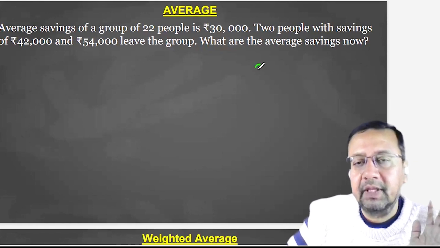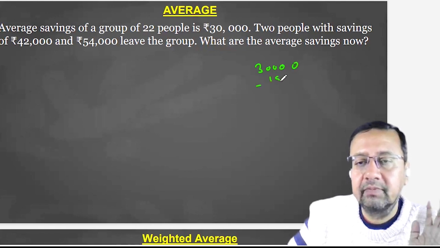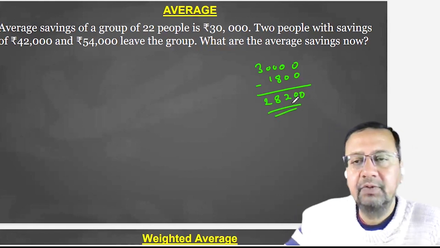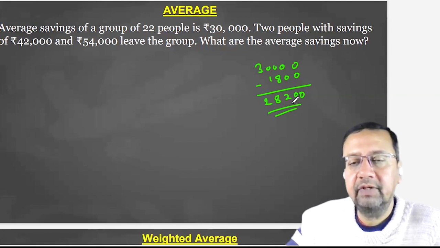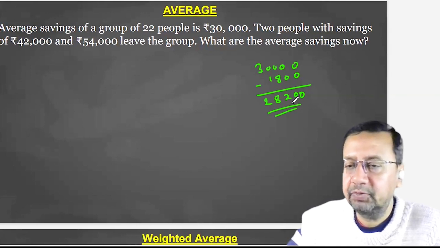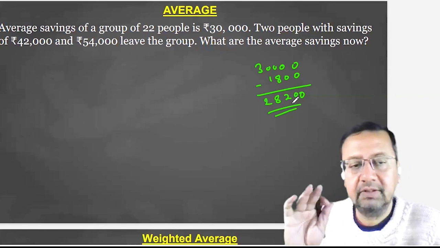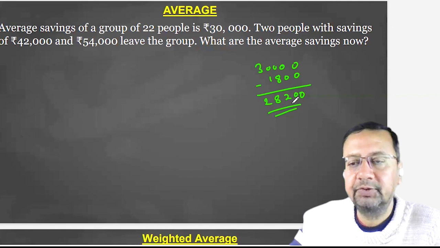So what is the answer? 30,000 minus 1,800, and this is coming out to be 28,200. So this is my answer. So the new average saving is 28,200. Yes, everybody is getting this logic, this concept of average?